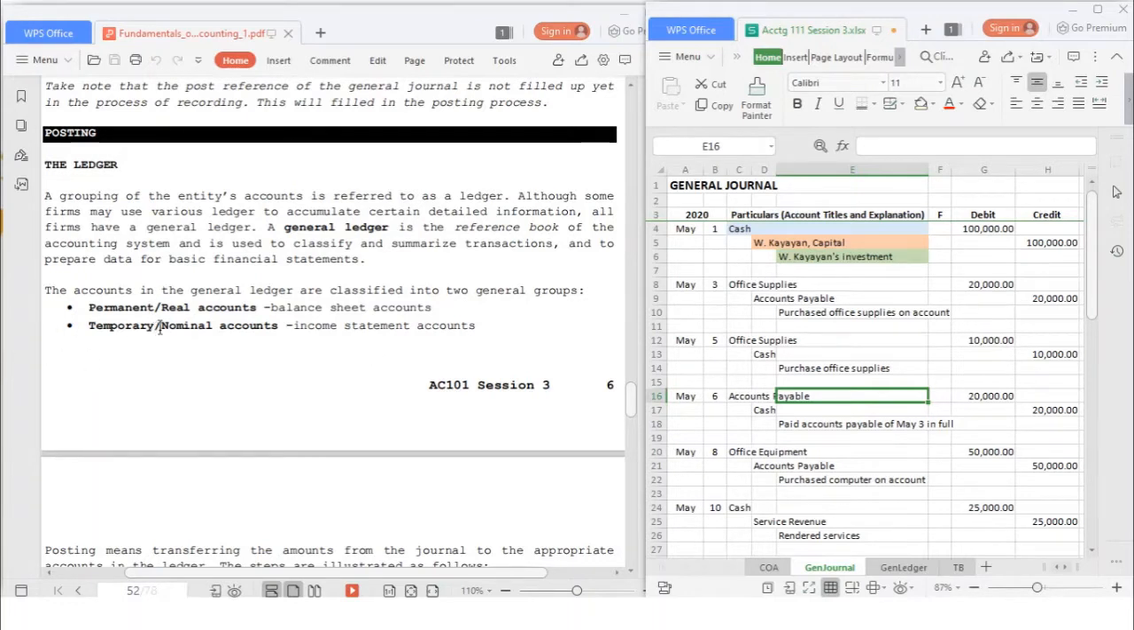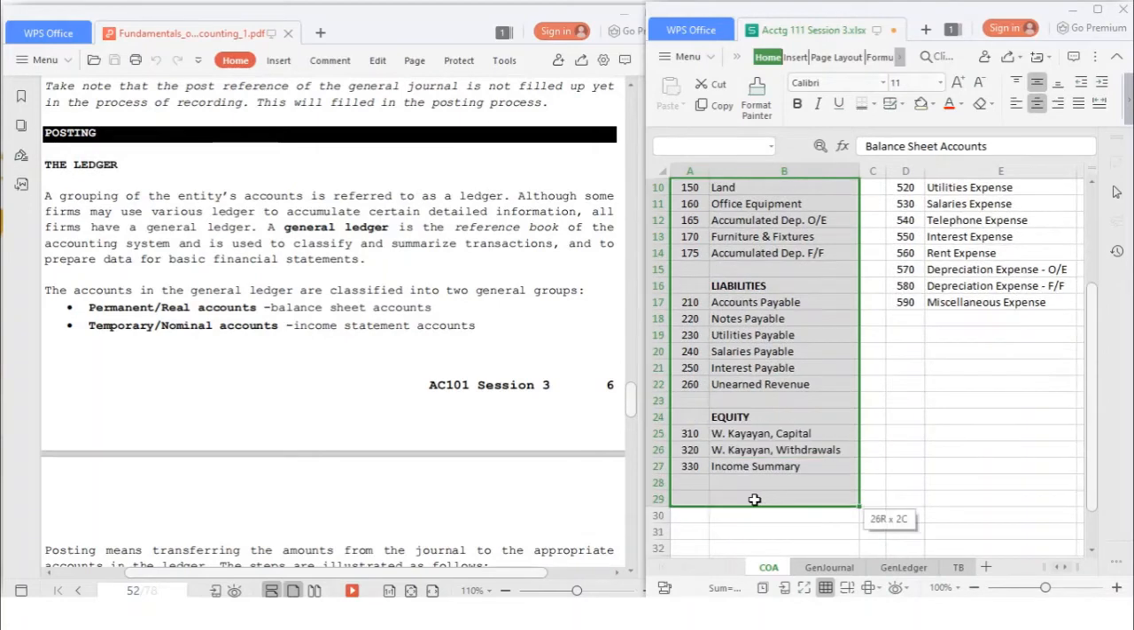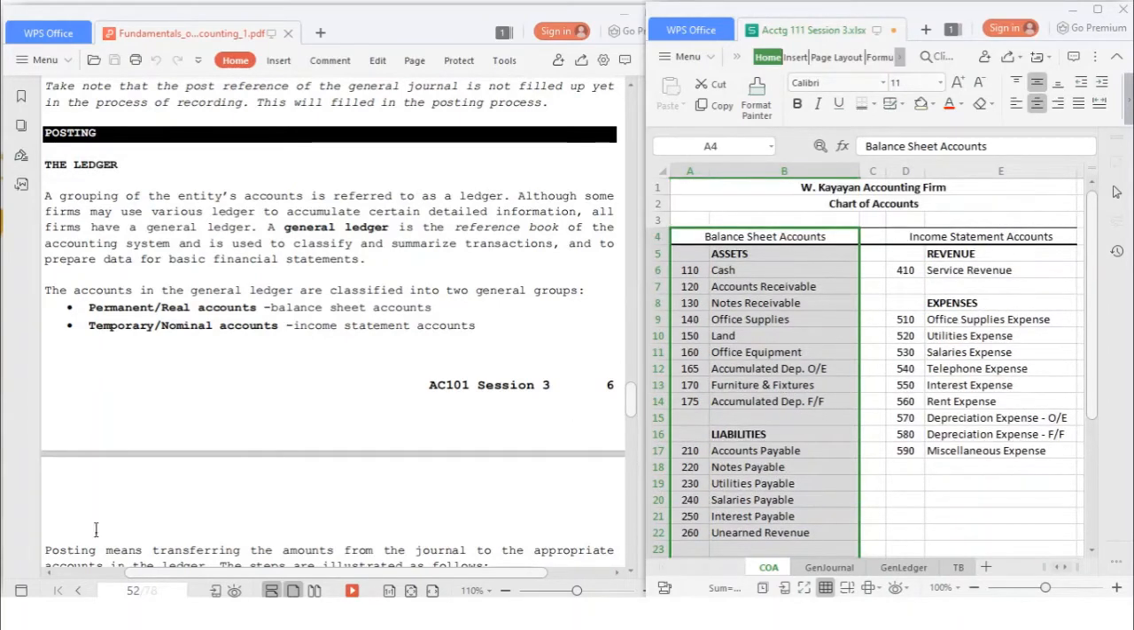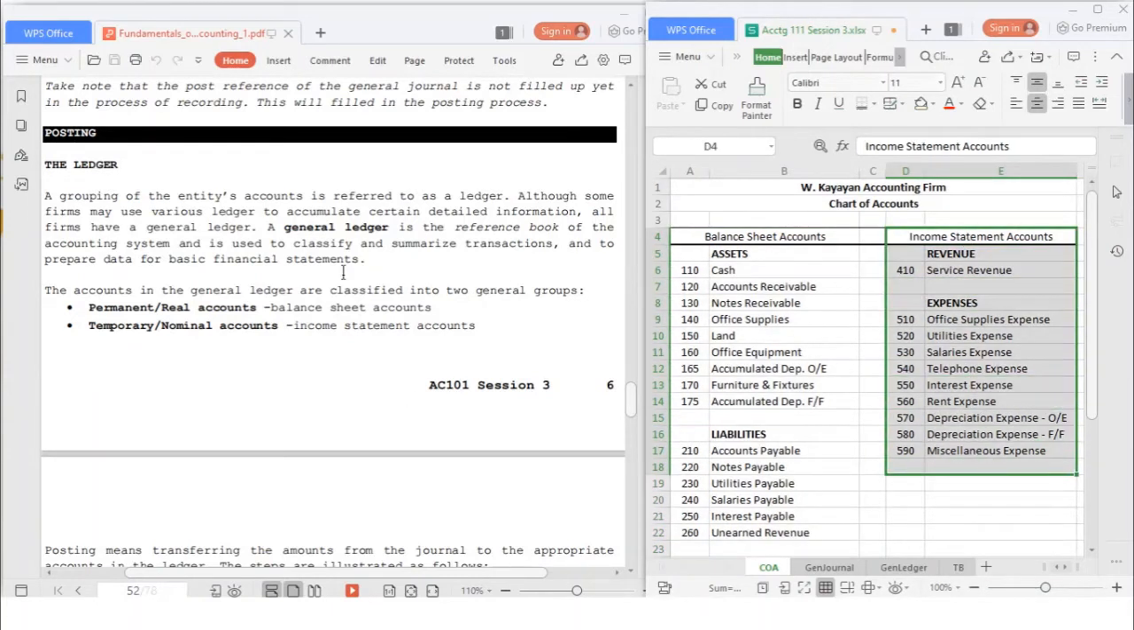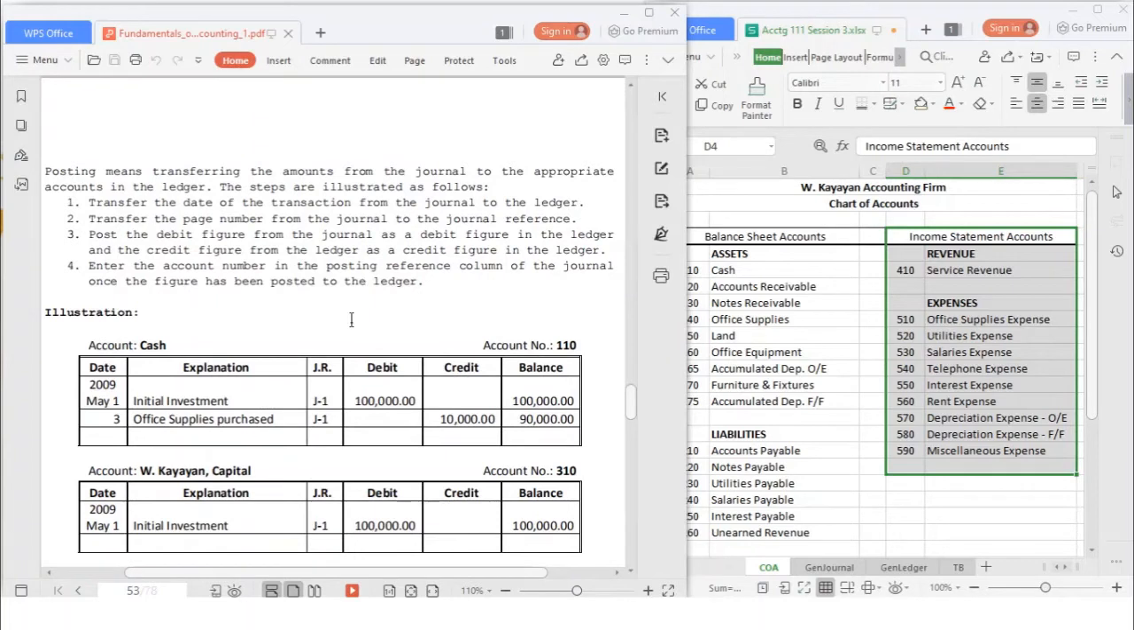Now, the accounts in the general ledger are classified into two general groups. You have the permanent or real accounts, which involve the balance sheet accounts. Katong mga nasa balance sheet, these are your real accounts or permanent accounts, while your income statement accounts are considered temporary or nominal accounts.